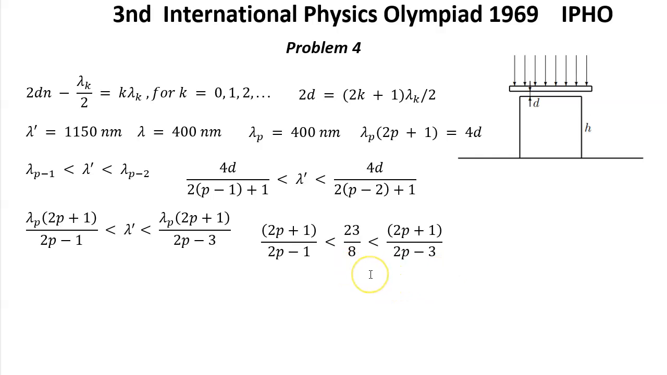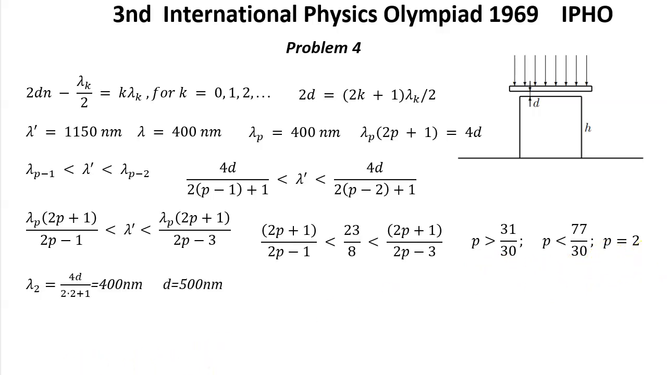Now we can solve both separately. On one hand, p must be greater than 31 over 30, but on the other hand it must be less than 77 over 30, and both of them give us p equal 2. And now we can denote that lambda_2 equal 4d over 5, which is 400 nanometers, and from here we can find that the thickness d equal 500 nanometers.